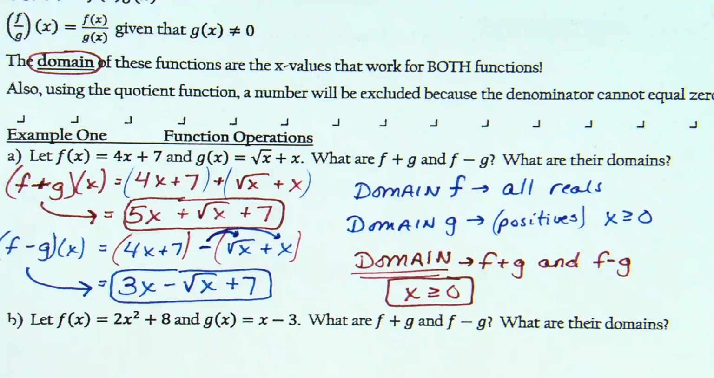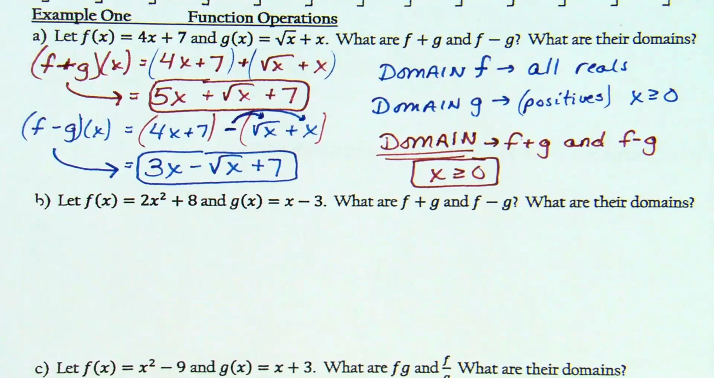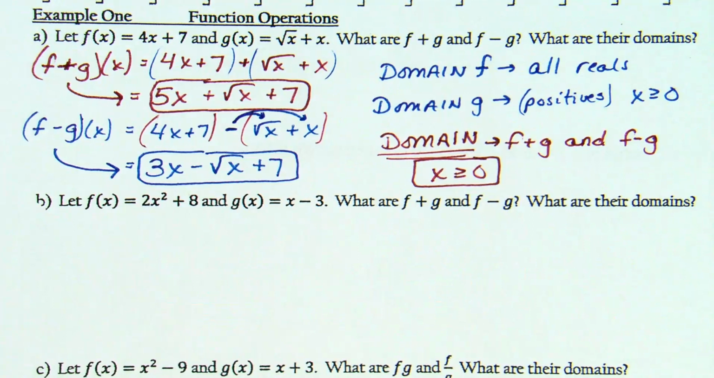Questions on what I've done there? Okay, you ready to try B? B should go a little quicker now because it's not a whole lot different from A. Let f of x equal 2x squared plus 8, g of x equals x minus 3. What are f plus g and f minus g? What are their domains?